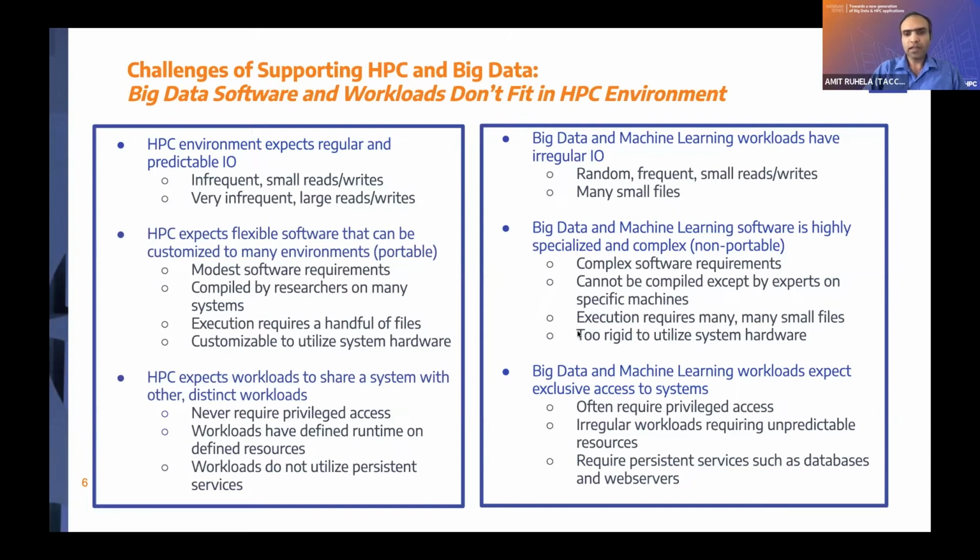But on the other hand, big data and machine learning applications are very complex. They are very specialized. They run on some specific set of hardware, and they are too rigid to utilize the system hardware in HPC systems.